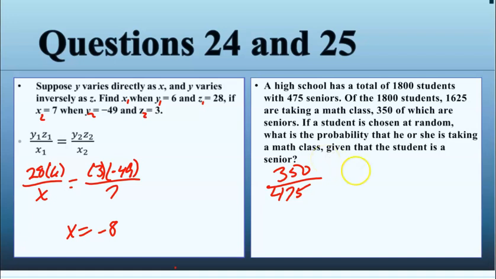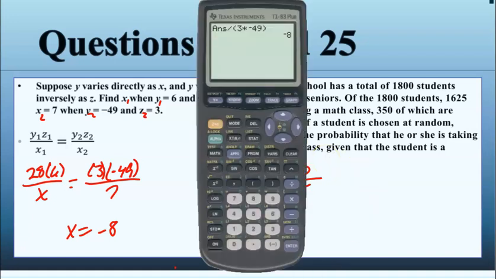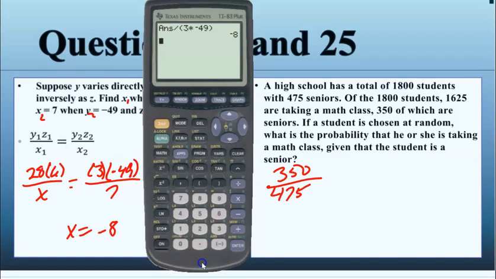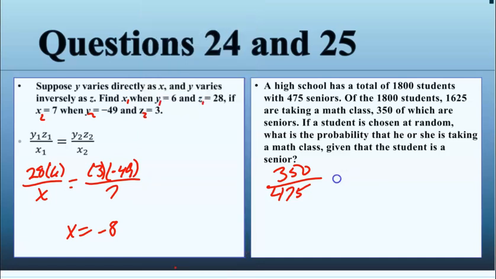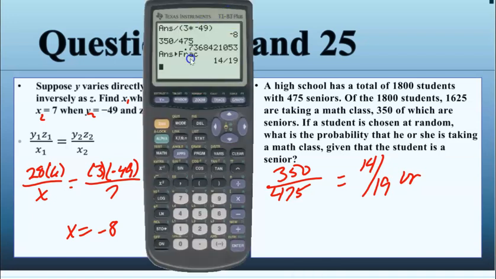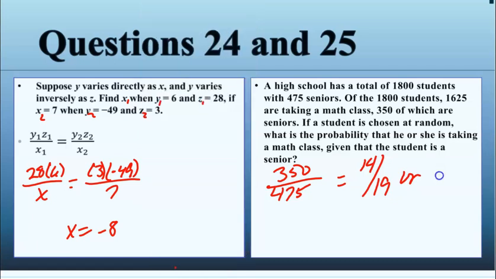So I need to simplify 350 divided by 475, and put that as a fraction. That's going to give us 14/19. Or if you were to put this as a percentage, I would put it as 73.7%.